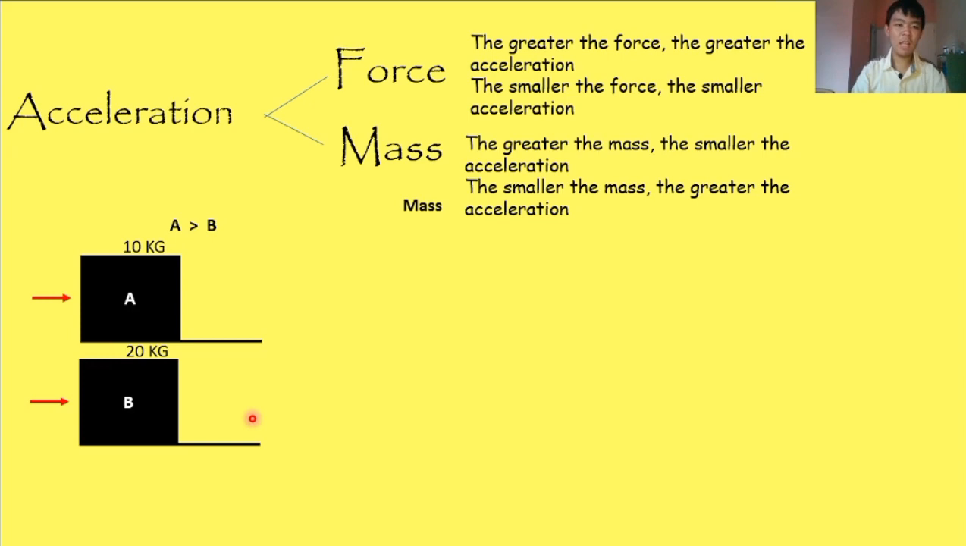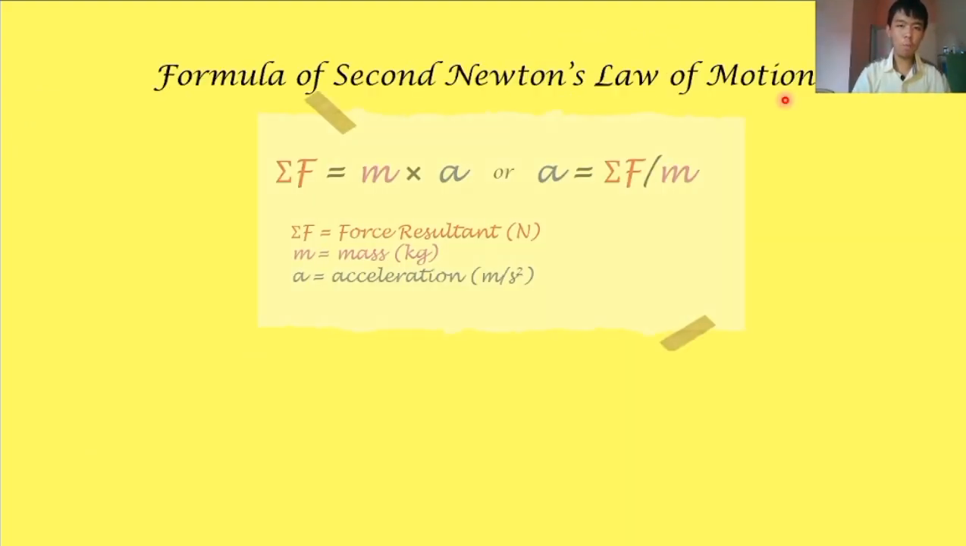With all that being said, now we're going to construct the formula by using acceleration, force, and mass. As I said before, there will be force, mass, and acceleration. There is resultant force, or force resultant, that has a unit of newton, mass that has a unit of kilogram, and acceleration that has a unit of meter per second squared.